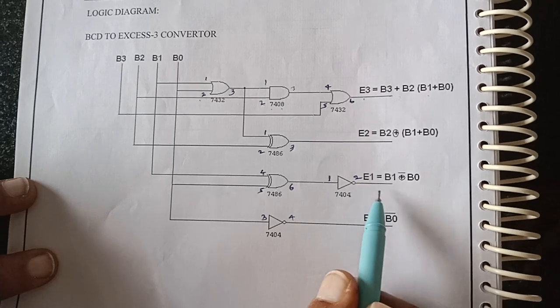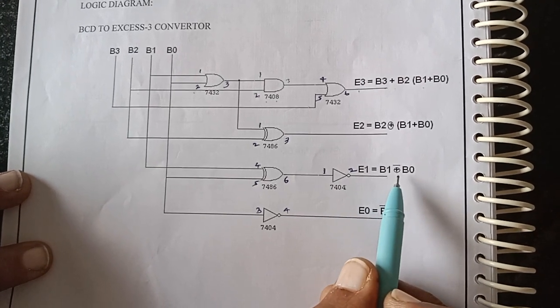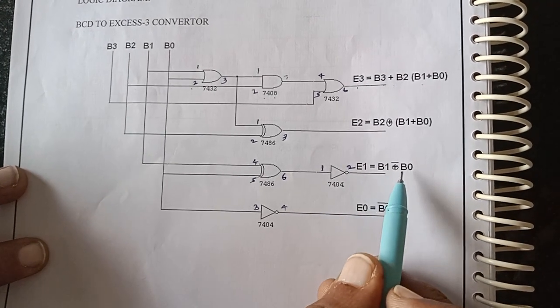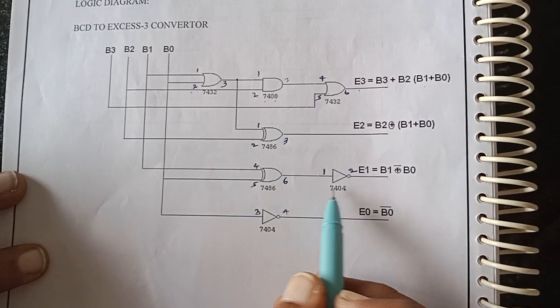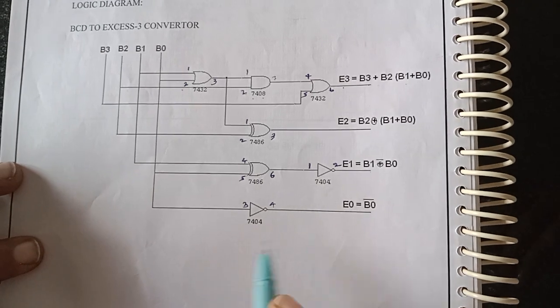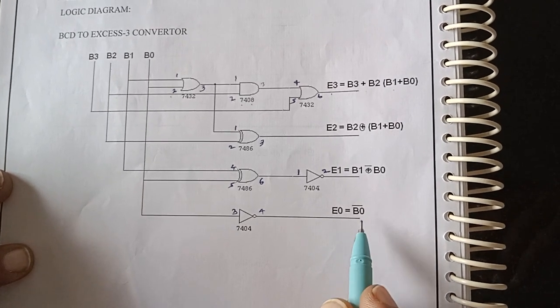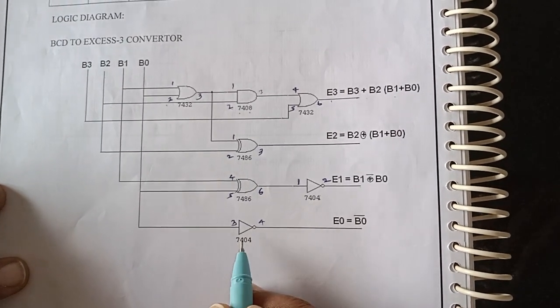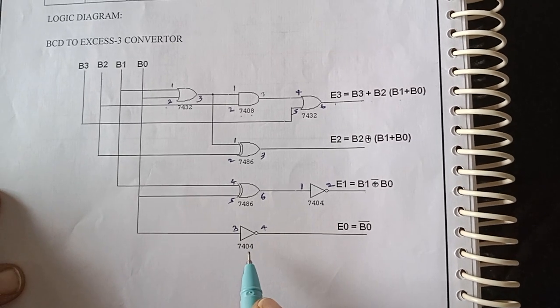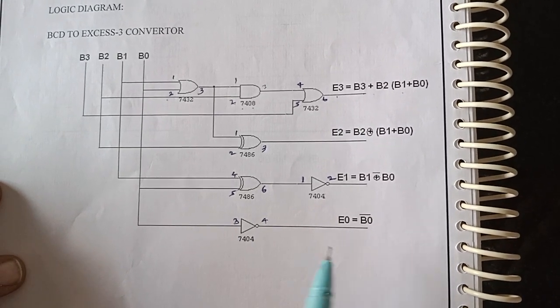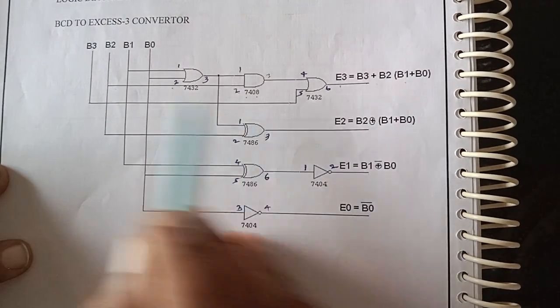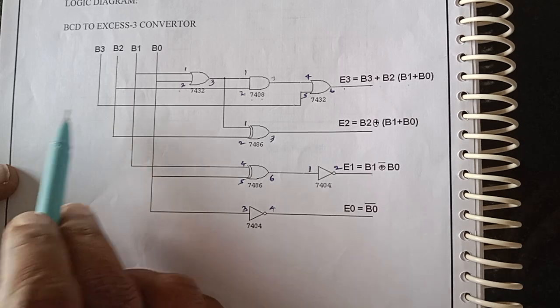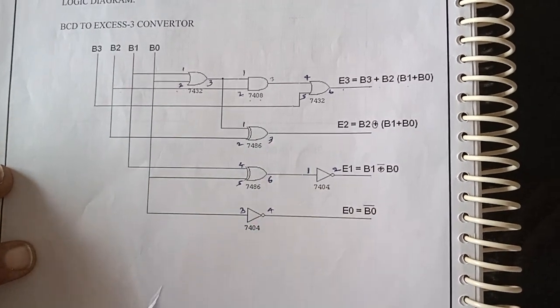So the next output is B1 XOR complement of B0. So in this case we are using the XOR gate and one NOT gate. So the fourth output is E0 is equal to B0 dash. So in this case, one inverter, that is 7404, is used for getting the output. So finally, based on our K-map expressions, we designed the BCD to excess-3 converter logic diagram.